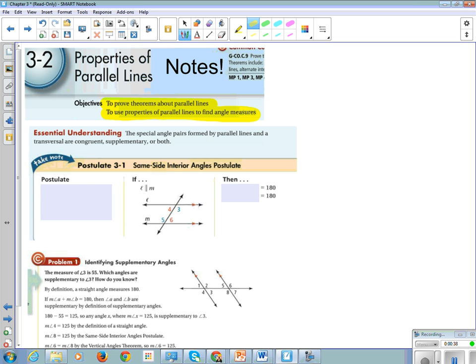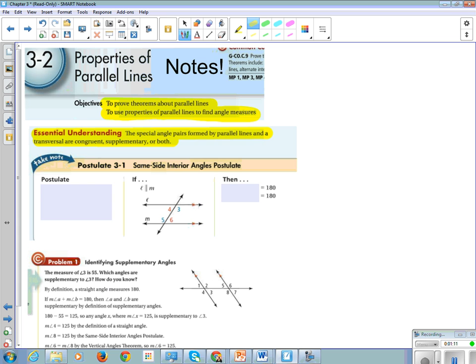Please highlight the essential understanding. Special angle pairs formed by parallel lines and a transversal are either congruent, supplementary, or both. So we're going to look at angles being congruent, which means that their angles are the same measure. We're going to be looking at them to be supplementary. What does supplementary mean, y'all? Yeah, they add up to 180.